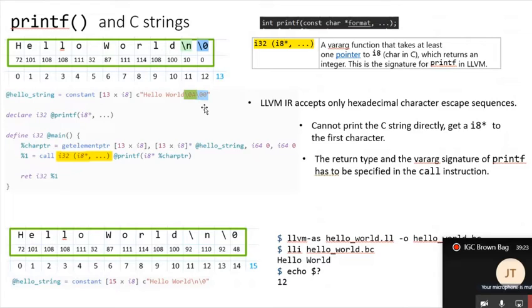Now, for calling printf, we want to provide an exact declaration of any function from the C standard library that we want to link in. The syntax of printf is interesting as it is a variadic function, meaning it takes a variable number and data types of arguments.